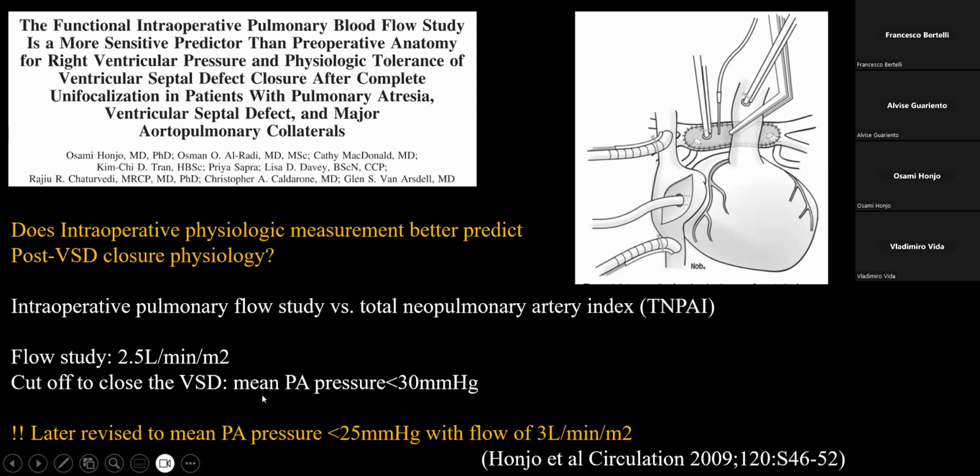Based on the Stanford experience in the mid-2000s, we also followed their recommendation and revised to more conservative numbers, which is to close the VSD when the mean PA pressure was less than 25 millimeters of mercury with a higher flow of 3 liters per minute per square meter.